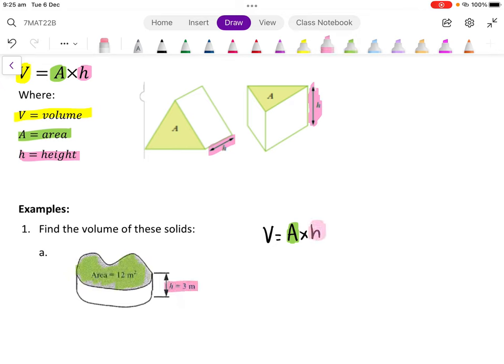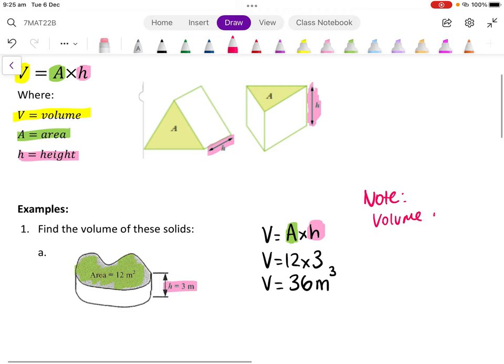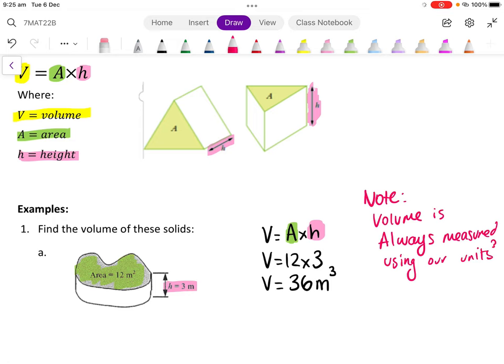So we want to substitute these values in. When we do this, we get V equals 12 times 3, which is 36. And when we're measuring volume, we use our units of meters cubed. So volume is always measured using our units cubed. So it's the power of 3.